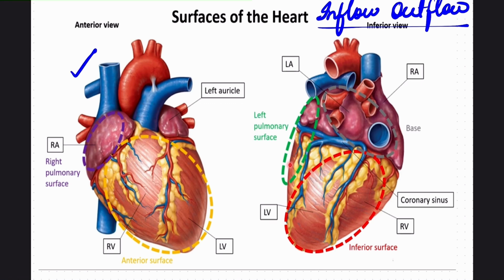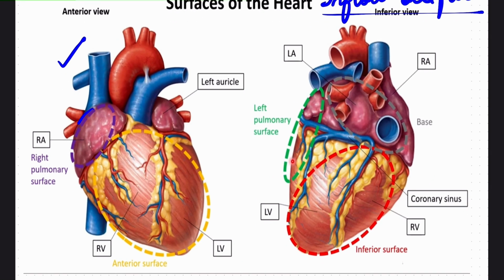This is the anterior surface of the heart. On the anterior surface, you can visualize the right auricle or the right atrial appendage, which is nothing but a muscular extension of the right atrium. Within this right atrial appendage, you have the right atrium. This is the right ventricle.